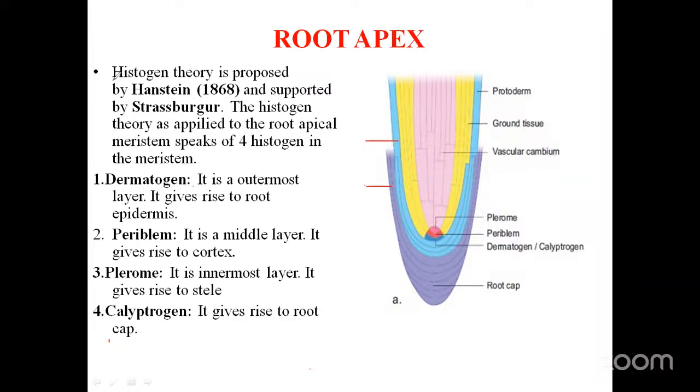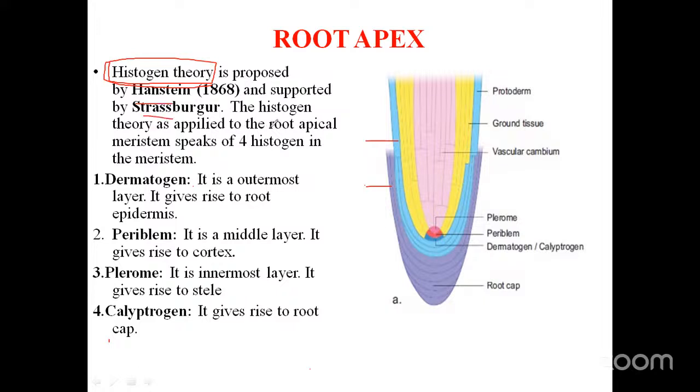Here also, same like a shoot apex. Here also same. Histogen theory. And next one, mantle core theory. I will explain it. First, let me complete histogen theory. Same, it is present in shoot apex and root apex, which is proposed by Hanstein and supported by Strasburger.